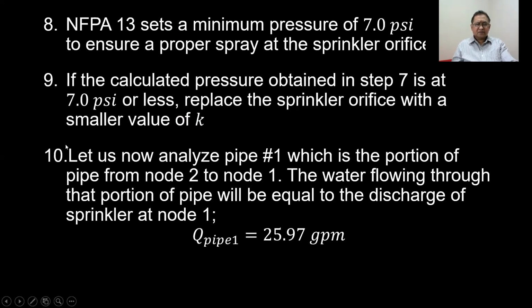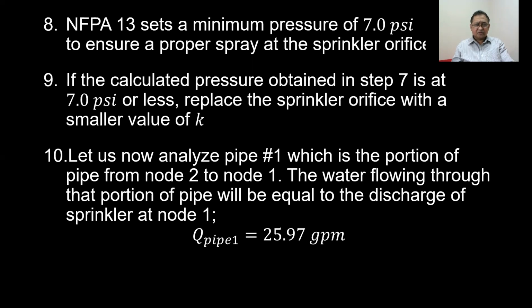NFPA 13 sets a minimum pressure of 7.0 PSI to ensure a proper spray at the sprinkler orifice. If the calculated pressure obtained in the previous step is 7 PSI or less, then we replace the sprinkler orifice with a smaller value of K. Let us now analyze pipe number 1, which is the portion of pipe from node 2 to node 1.